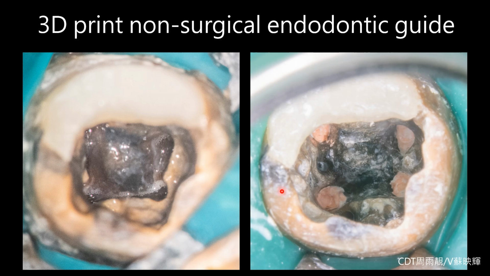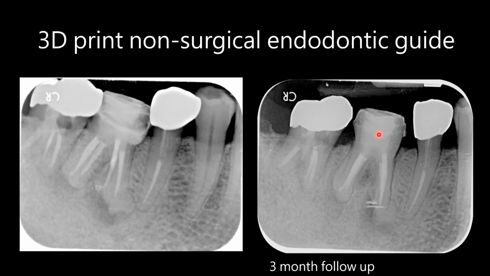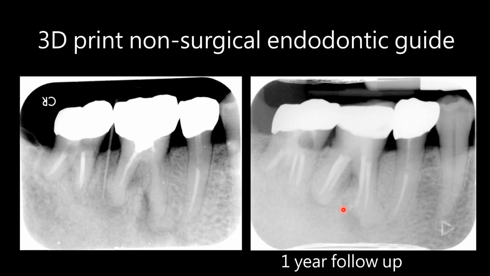And this one is the post-operative treatment image. I got this one at 3 months follow-up, and the patient's symptoms subsided and the apical lesion healed a little bit. And here is the 1 year follow-up. The patient is without symptoms, but I think the apical lesion is not perfectly healed. But the patient feels good and has no problem chewing, so we performed the crown on it.